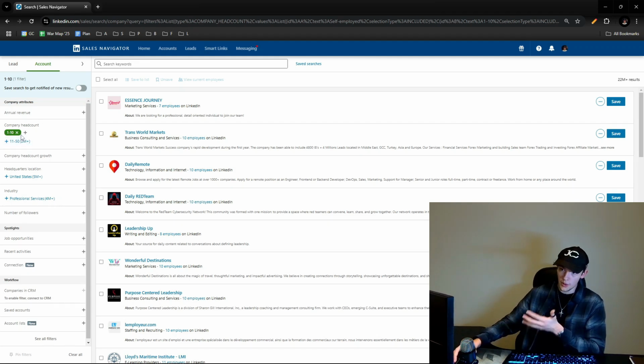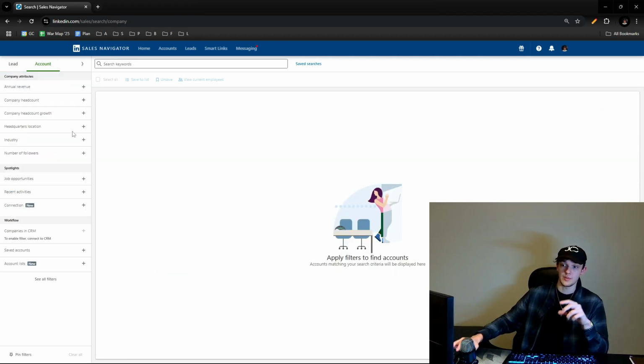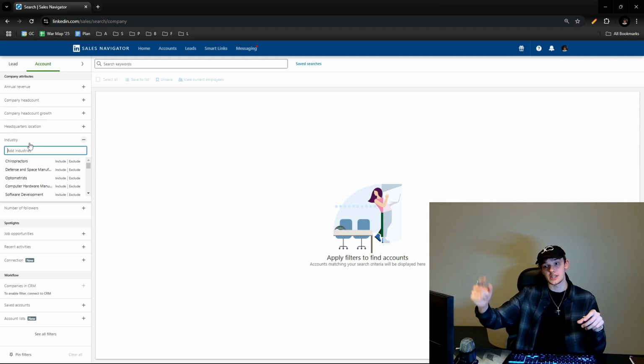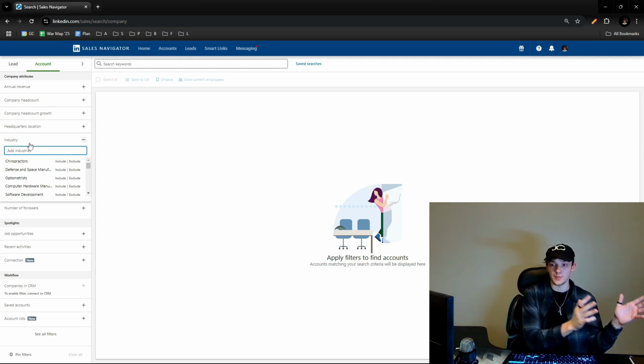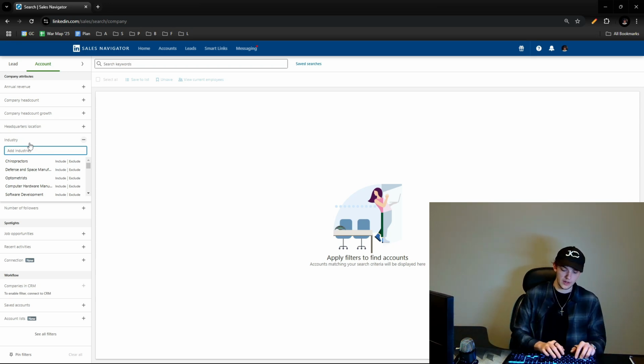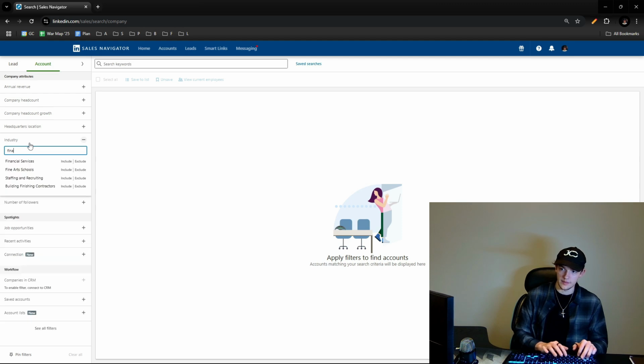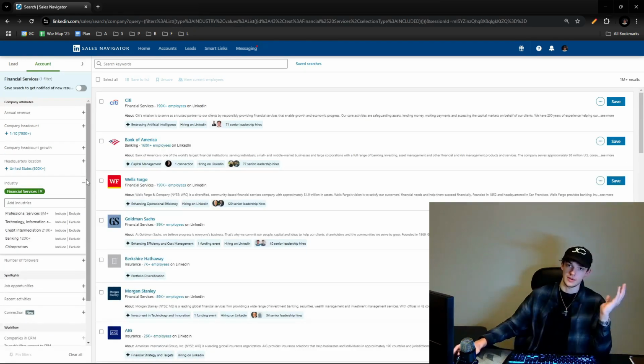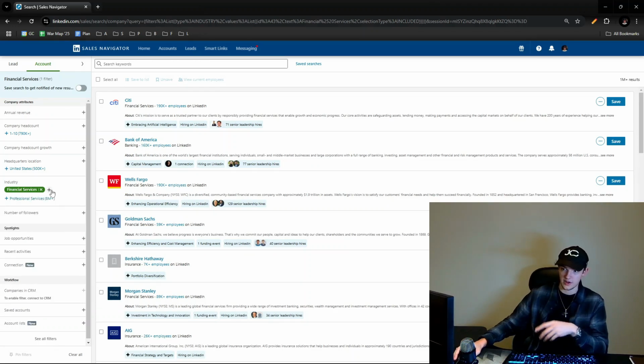Now, what you're going to do is obviously this. When you put the industry in here, the reason why this works well is because this is the actual industry of the company, not of the person, okay? So if, for example, you put financial services in here, you're not going to find an accountant for some random company. You're actually going to find financial services companies, okay? So let's just use this as the example.